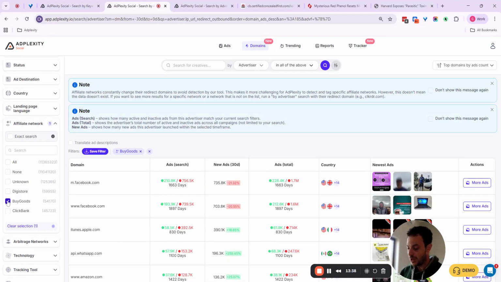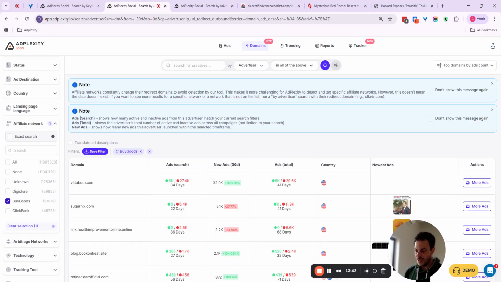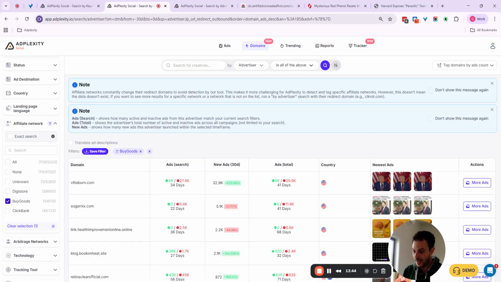So we click BuyGoods here. And now we're going to be able to see which are the domains that have the most amount of ads. And in a couple of seconds, we can see that Vitaburn seems to be the one that is getting the most. 32,000 ads. Wow. This is absolutely incredible.